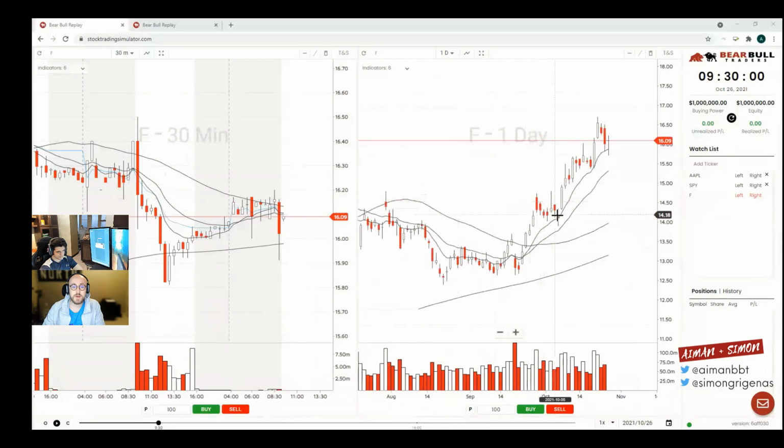To give you a brief overview of how I built my bias and selected my level, taking a look at F, you can see that on the daily chart it's in a strong uptrend since roughly mid-September. It's holding the 9 EMA on the daily chart all the way up, and you can see really nice confirmation candles nearing the 9.